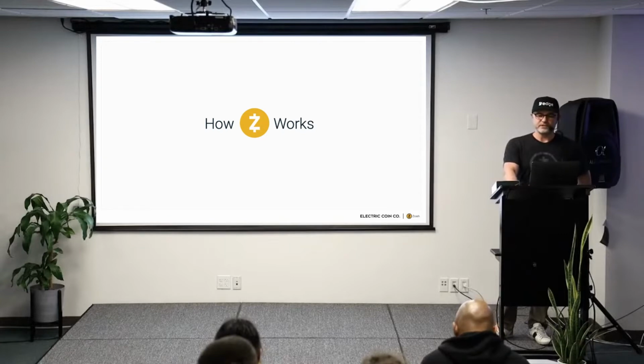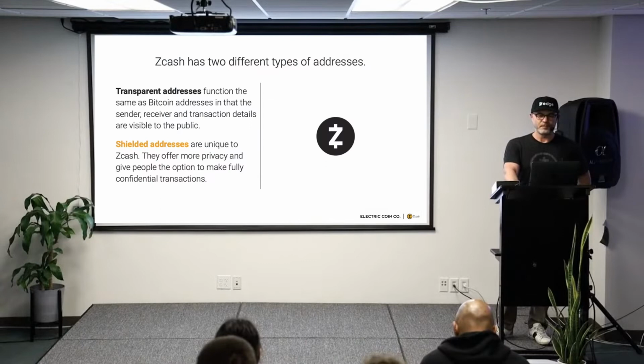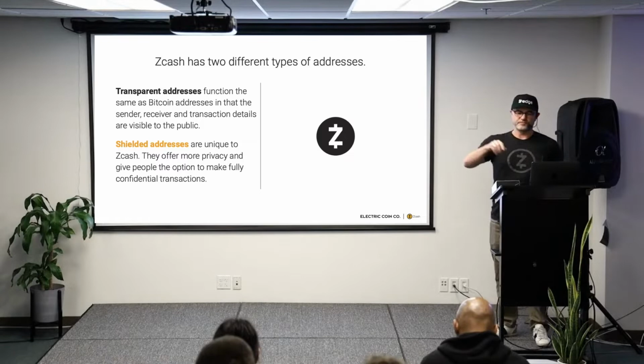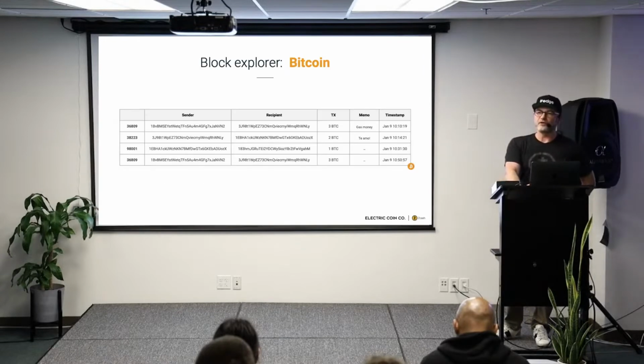So here's how Zcash works. I'm going to give you some examples of how it's being used also. Zcash has two types of addresses. One is transparent, which works the same way that Bitcoin works, and the other is shielded, which has that zero knowledge cryptography on top of it. Not all places accept both types.